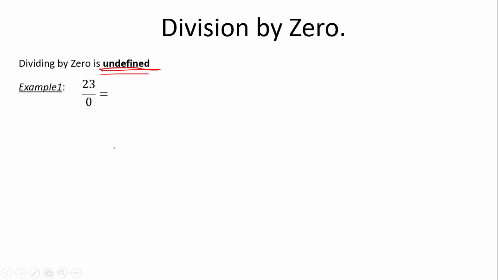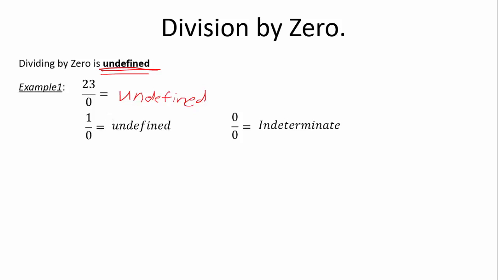What is 23 divided by 0? We're going to write undefined, because that's what it is, and we can actually write that in our answer book. Excuse the handwriting. What is 1/0? Undefined. You can write that in your book. What is 0/0? So 0 divided by 0 is something we call indeterminate. But you can also write undefined, it will be just as right. But indeterminate means we cannot actually figure out what this number is. There's no way for us to tell, but it is the same as undefined.